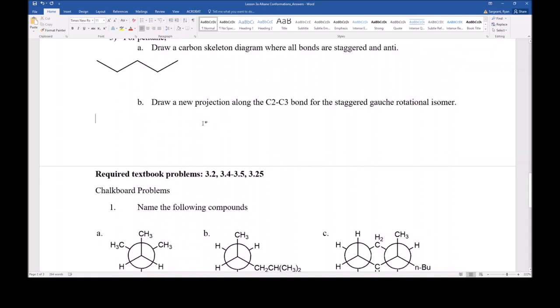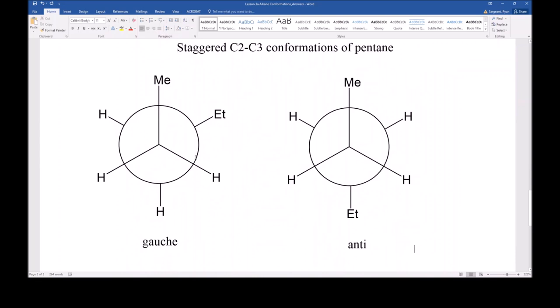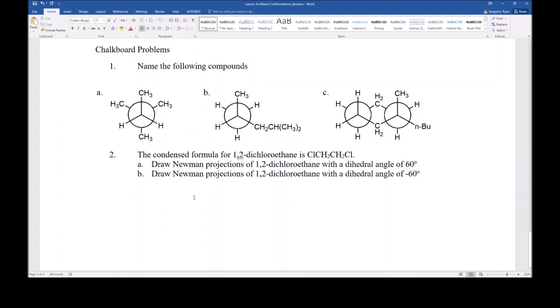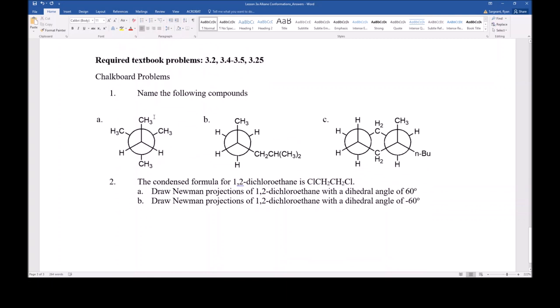It says, draw a Newman projection along the C2, C3 bond for the staggered gauche rotational isomer. It's this one that the question is asking for, not the anti. Okay. Now you're ready to start answering the textbook problems and the chalkboard problems. There's actually five different chalkboard problems. 1A, 1B, and 1C are all separate chalkboard problems, and 2A and 2B are separate as well.